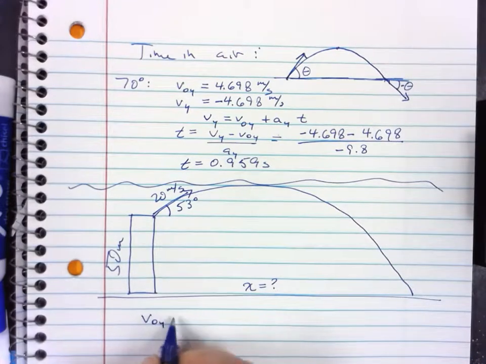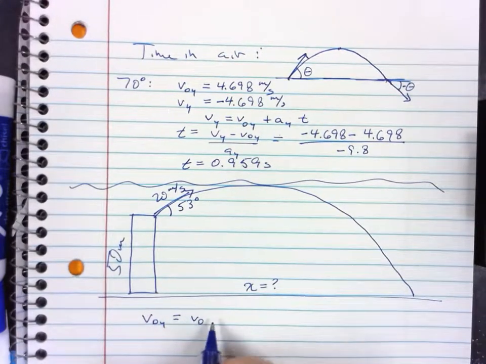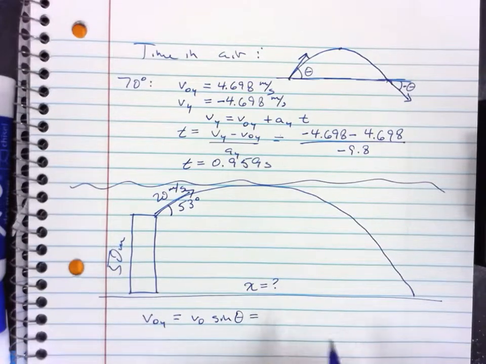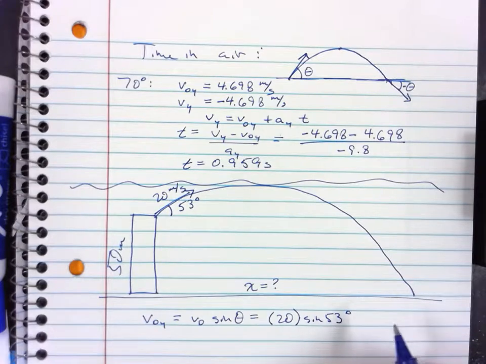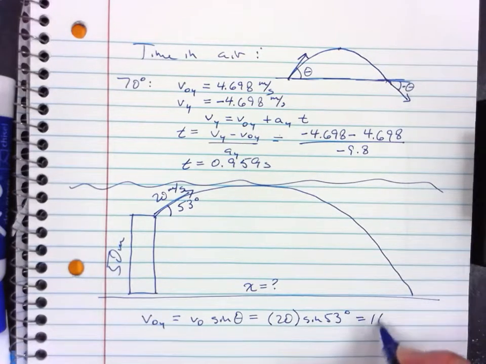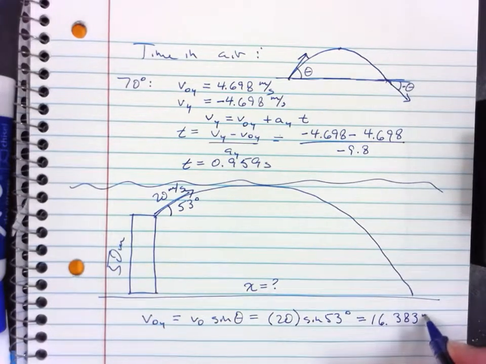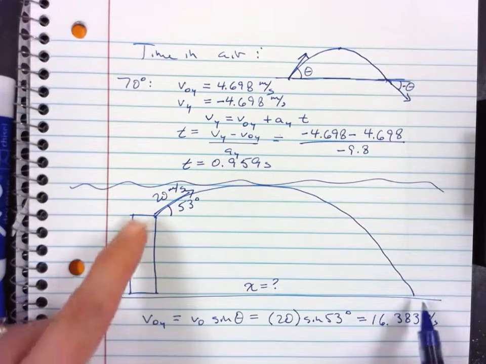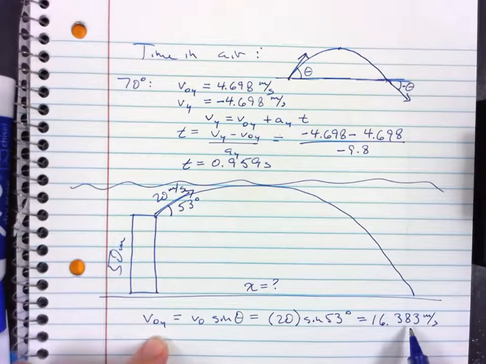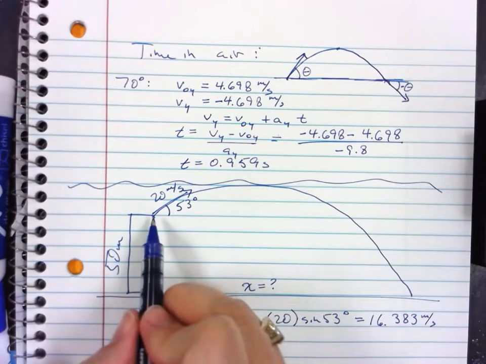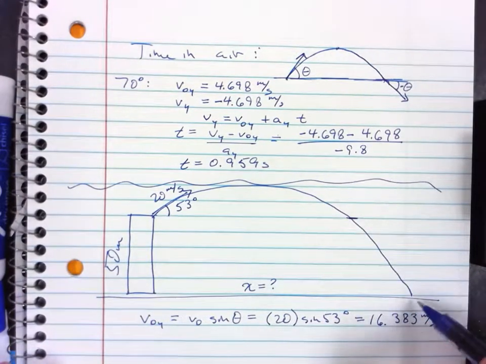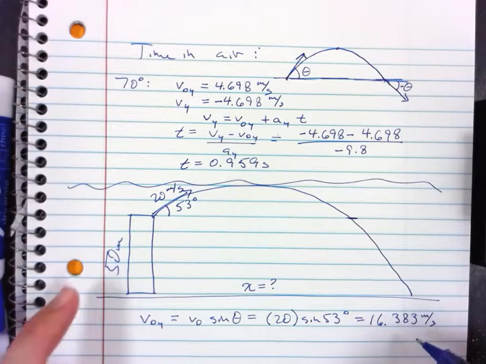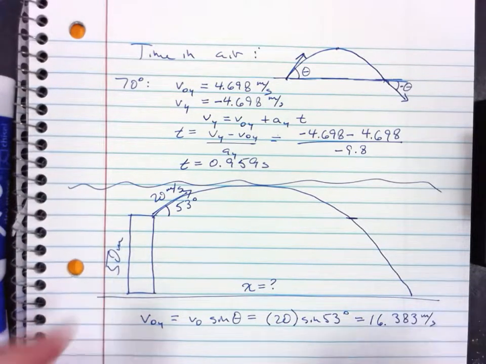Vertically, the initial velocity is the initial velocity times the sine of the angle. So 20 times the sine of 53 degrees is 16.383 meters per second. Now when this lands, it does not have that same vertical component downward, because that would occur right here at the same height. It's going to be going much faster downward than this because of this displacement.